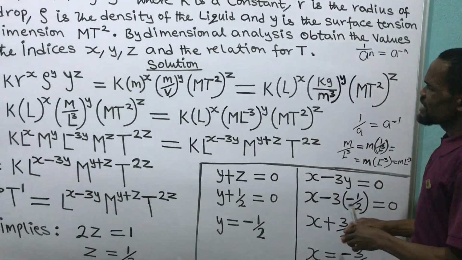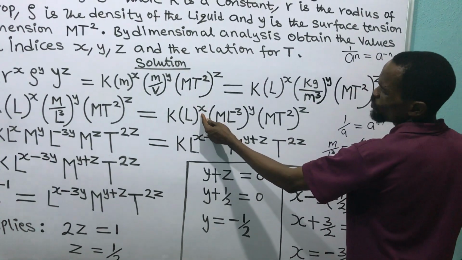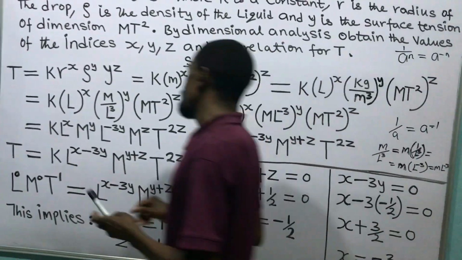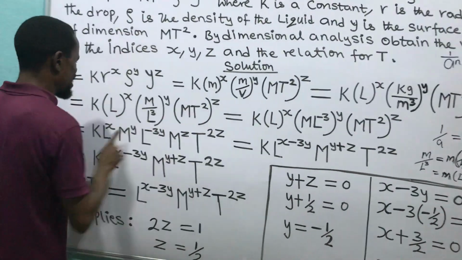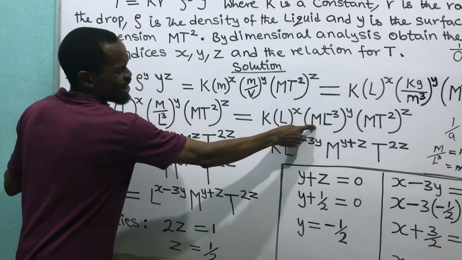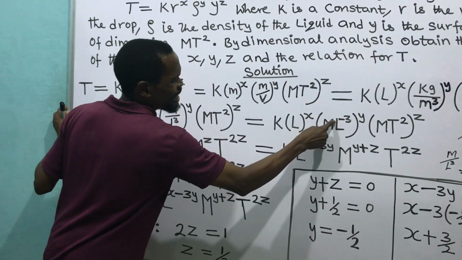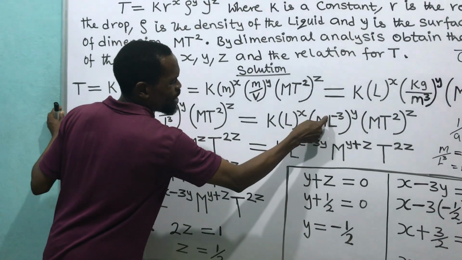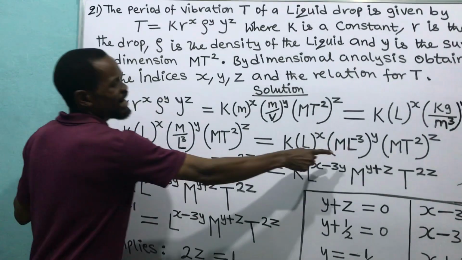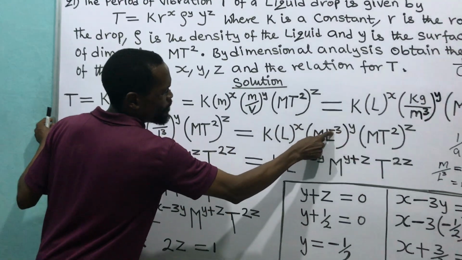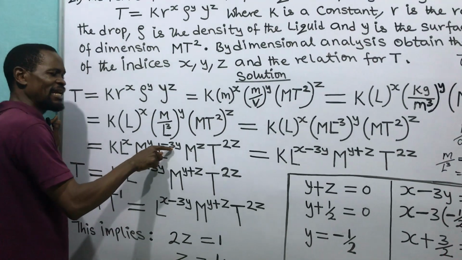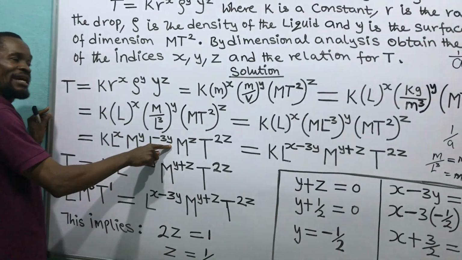Then now coming over here, I have to open the bracket. I have to open this bracket, open this bracket. When I open this bracket, I'll have L raised to power x. And when I open this bracket, I'll have y times the power of M, which is 1, will give me y. Have you seen it here? And the power of this y times the power of L raised to power minus 3 will give me minus 3 times y. Do you get what I'm saying now?